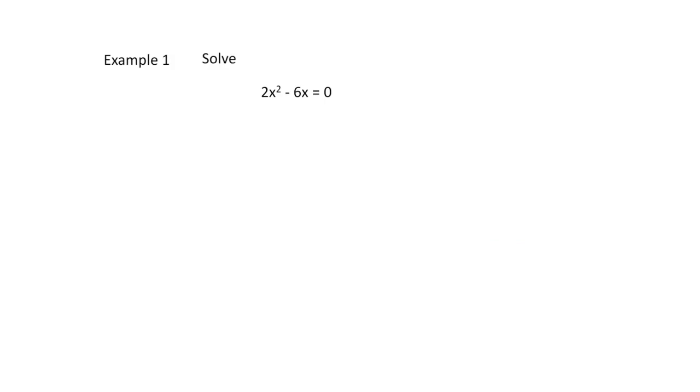Okay, let's look at an example in full. Example 1, we've got solve 2x squared minus 6x equals 0. 2x squared minus 6x represents a quadratic function. 2x squared minus 6x equals 0 is a quadratic equation. Now, it is worthwhile saying that we could be given this question as solve f of x equals 2x squared minus 6, or y equals 2x squared minus 6.